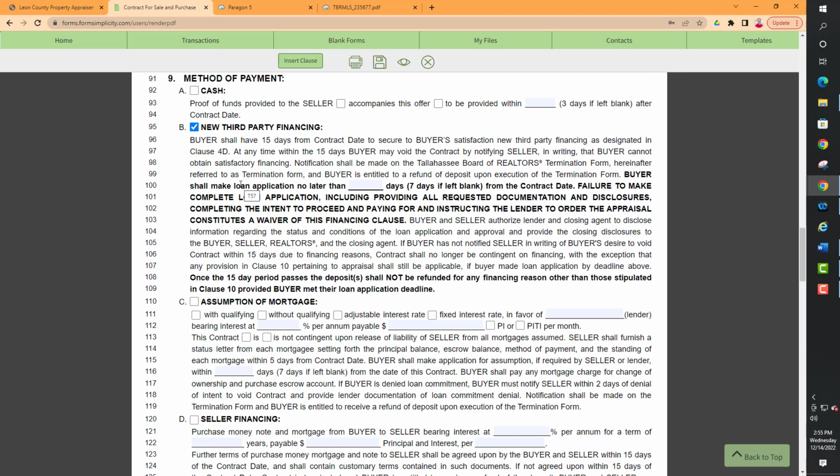All right. So that's section 9B. You need to know that very, very well because that's one of the main contingencies in this contract. One of the main protections for your buyer is annotated in 9B.